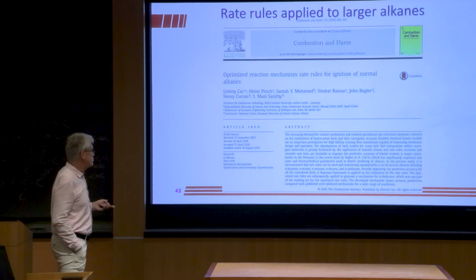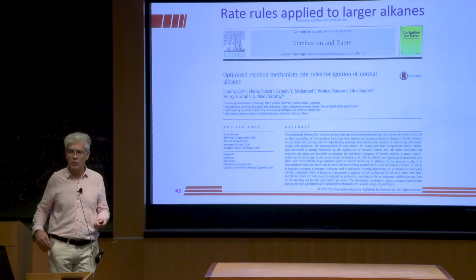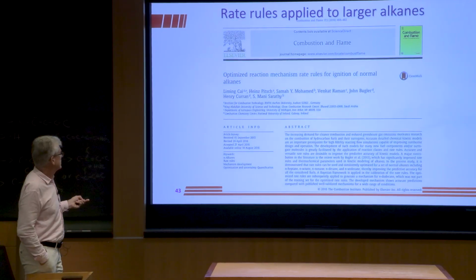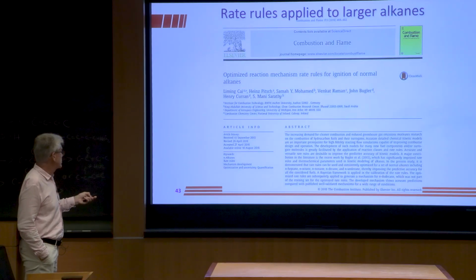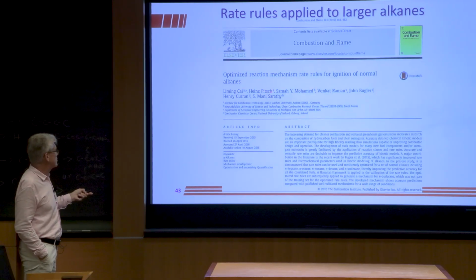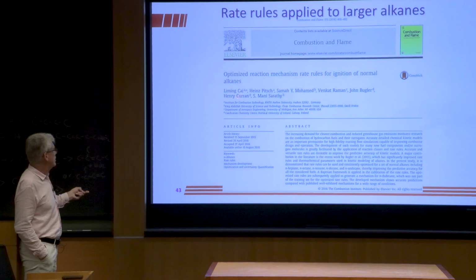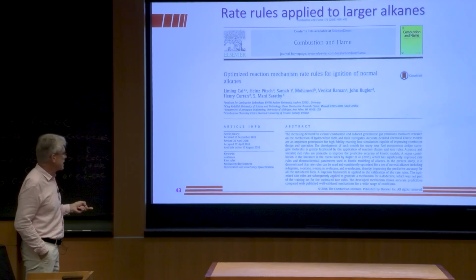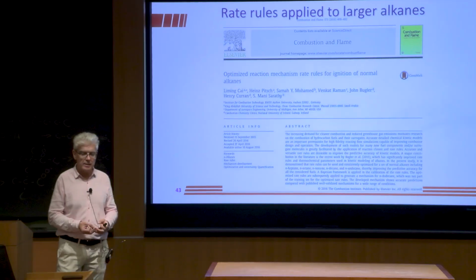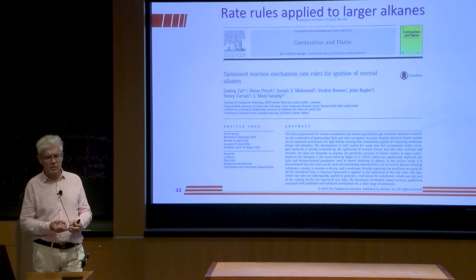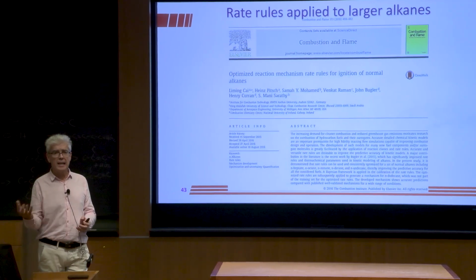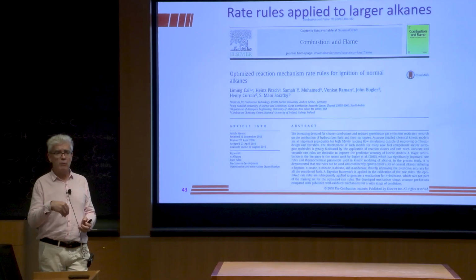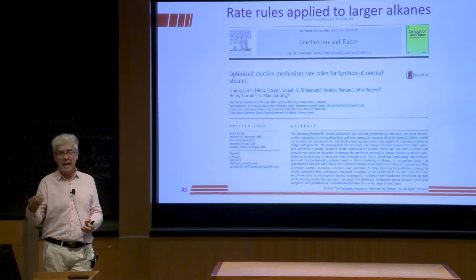And those rules we shared with Professor Pitch's group, right? Prior to publication, and Liming Kai, working as a PhD, he's now a professor in China. Then he took those rules and applied them to larger alkanes, right? What he did was use as a training set C7 (I don't know whether it started as C7 or C8) up to C11, and he optimized rate rules based on C7 or C8 to C11 n-alkanes.